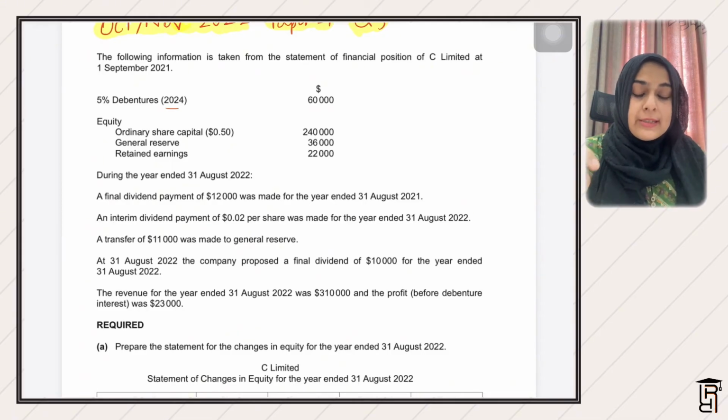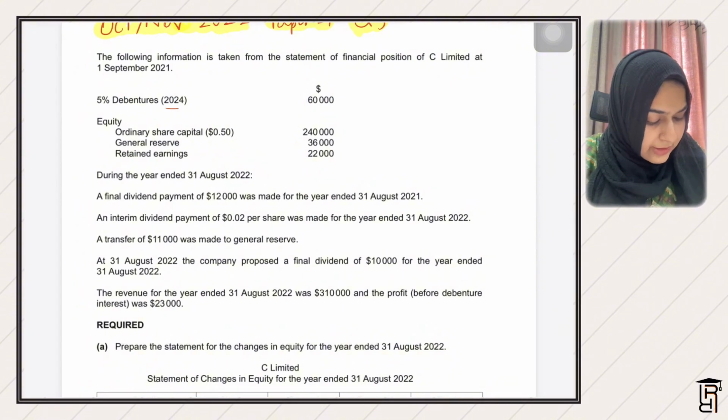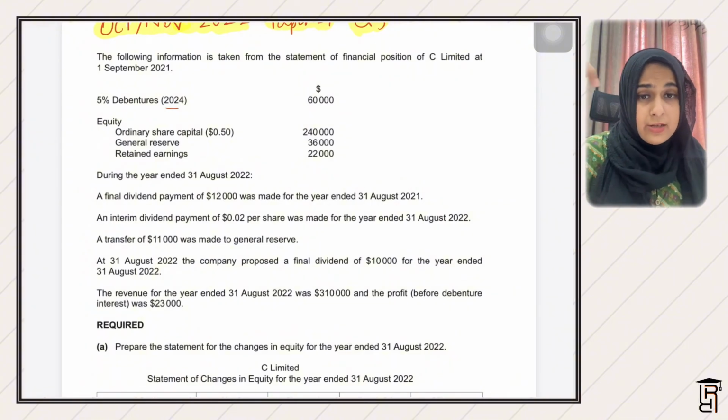So what I'll do here is I'll start with opening balances, because in my format I wrote balances at start, that is balances at 1st September 2021. This is the first date of the year. I'll write here ordinary share capital is 240,000, the value of shares. General reserve here is 36,000, the value of general reserve. 22,000 is retained earnings, and the row total will be 298,000. Then there's a share issue item in the format, but share issue is not here in this particular question.